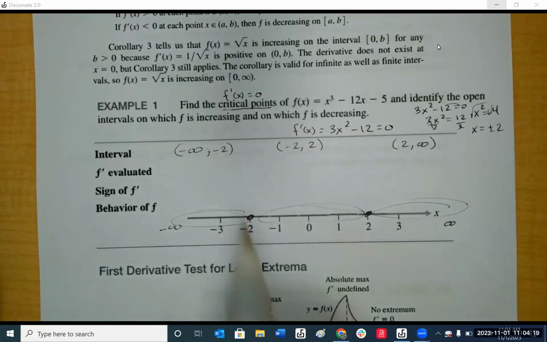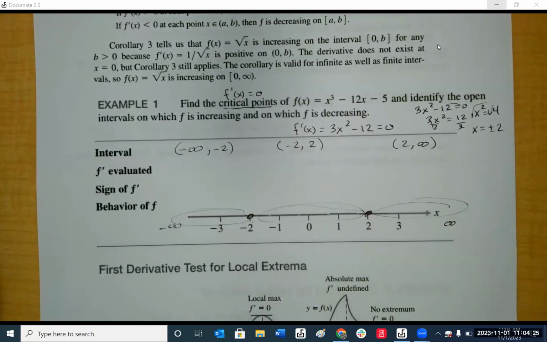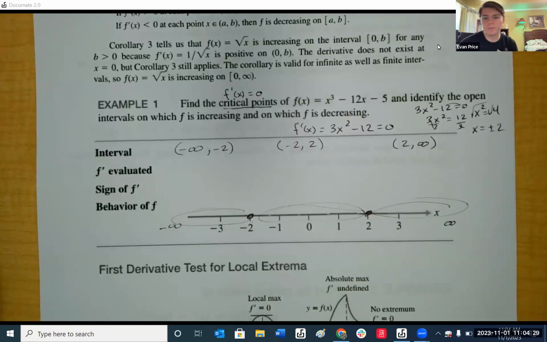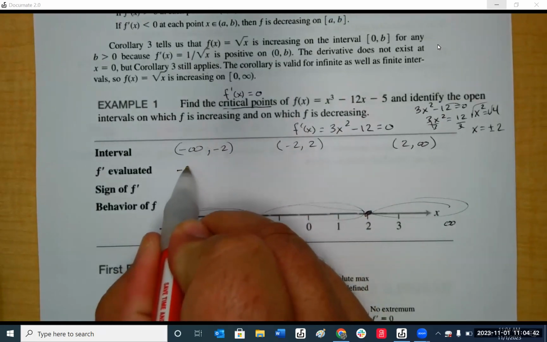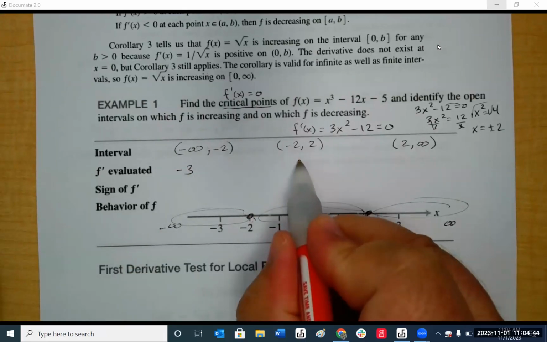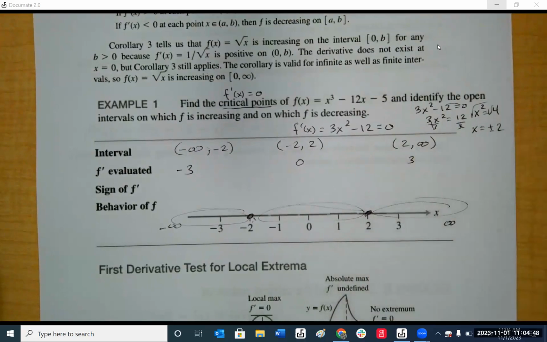So, because what happens at -2 and 2? Why are those called critical values? Because that's when the slope is 0. Exactly. Those are the vertices. So what we have to do is pick a value that's not a critical point. So let's pick -3. In the middle one, we'll use 0, and the other one we'll use 3.